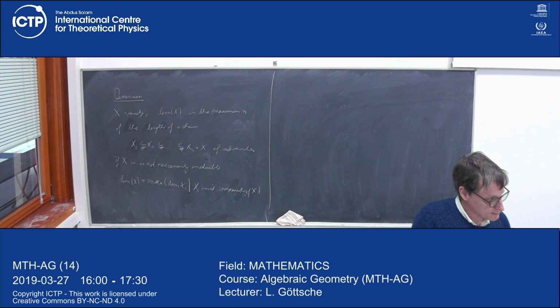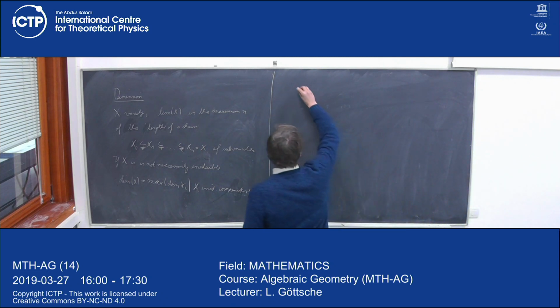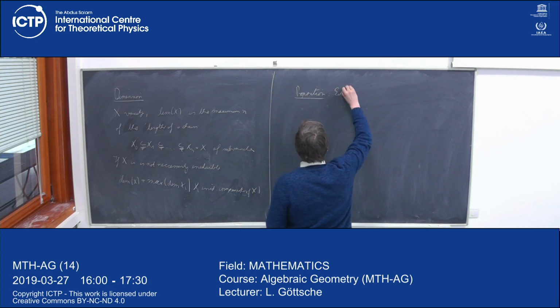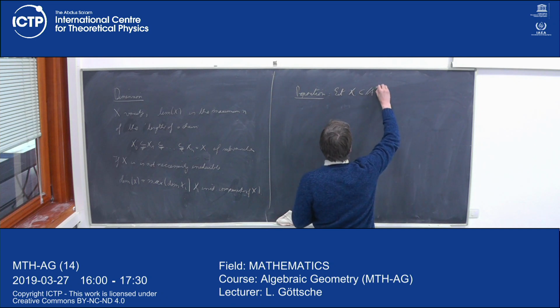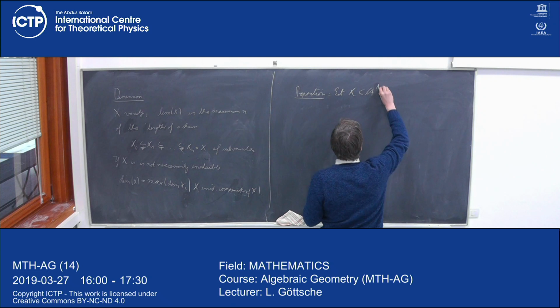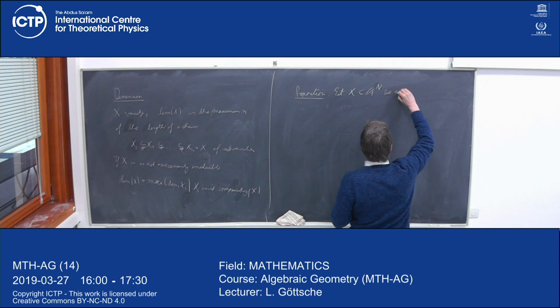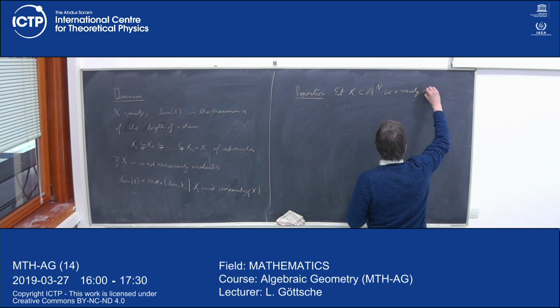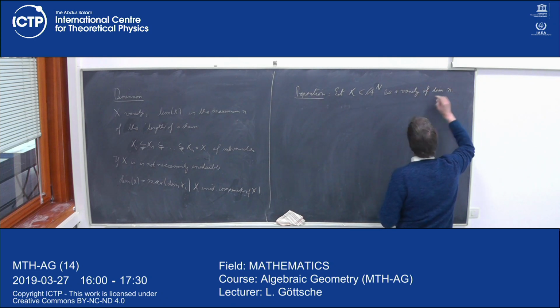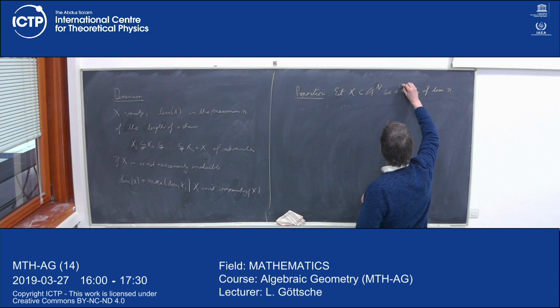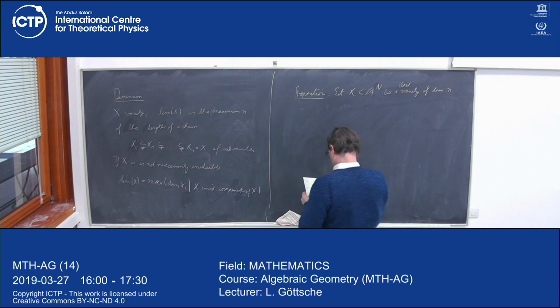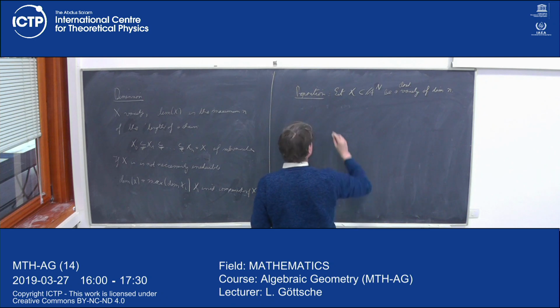We have already seen this in the case of A^n, that the zero set of a polynomial in A^n has dimension n minus 1. And so this is the corresponding generalization. So, proposition. Let X in A^n, or some A^n, be a variety of dimension n, so a closed subvariety, so an affine variety of dimension n, let f be some polynomial.